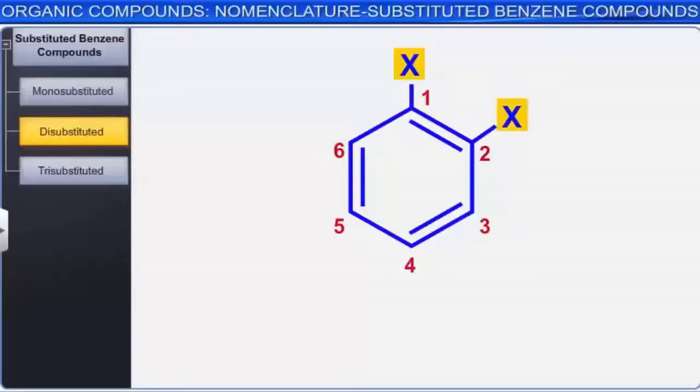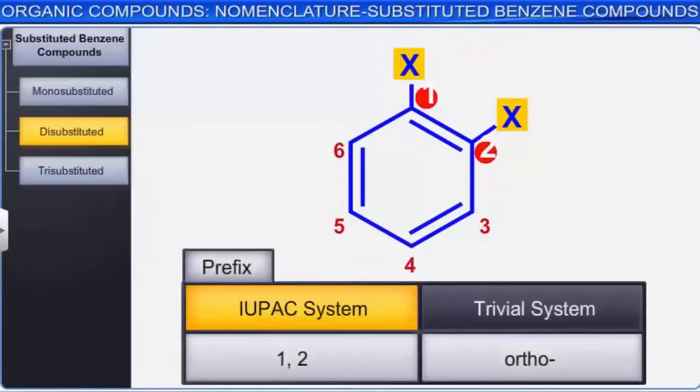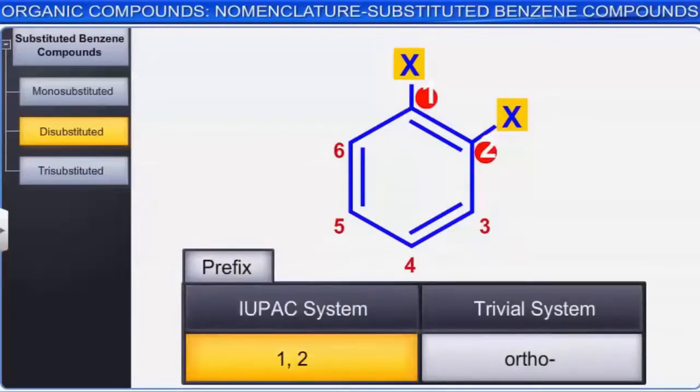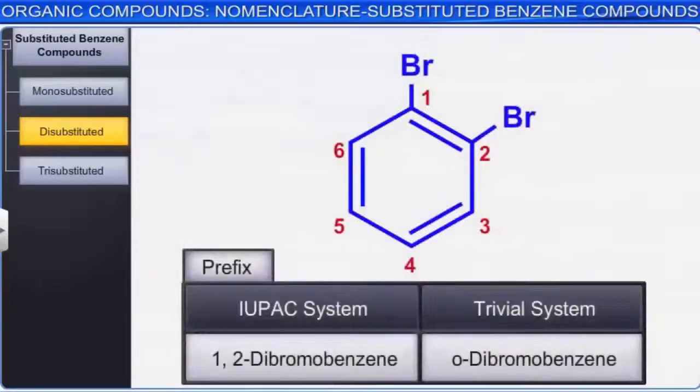When the substituents are present on the adjacent positions of the benzene ring, that is, on the first and second positions, then, in the IUPAC system of nomenclature, the positions of these substituents are indicated as 1,2, and in the trivial system, the prefix ortho is used as shown here. For example, in this compound, the substituent bromine is present at 1 and 2 positions. Hence, the name of the compound is 1,2-dibromobenzene or ortho-dibromobenzene.